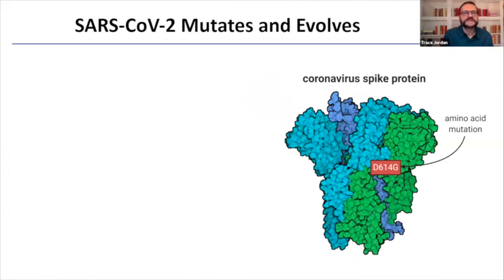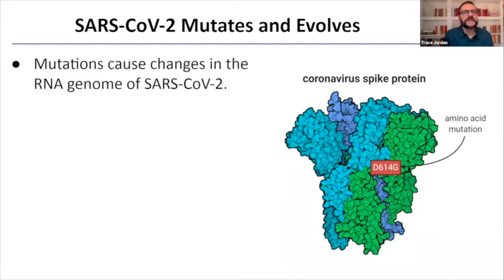Like any virus, SARS-CoV-2 mutates and evolves, and that has important consequences for understanding its ability to infect cells, and also potentially the ability of vaccines to work on a long-term basis. Mutations cause changes in the RNA genome of SARS-CoV-2. For example, one base in RNA could be replaced by another. A base could be deleted. Other bases could be inserted. So there's a variety of different mutations that can occur in the RNA genome of the virus.